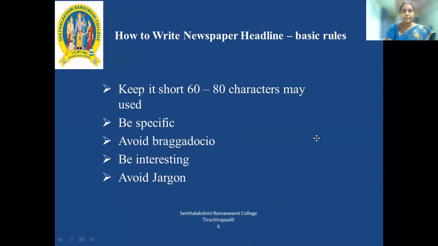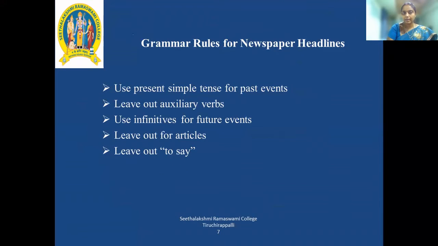Writing newspaper headlines, basic rules. Headlines should present as much information as possible in the space allowed, so they should be created within 60 to 80 characters. The job of a headline is to emphasize the important points of the news, so it should be specific, and the more specific the better. We should avoid braggadocio. It should be interesting, and we should avoid jargon while writing headlines. These are all the basic rules for newspaper headlines.